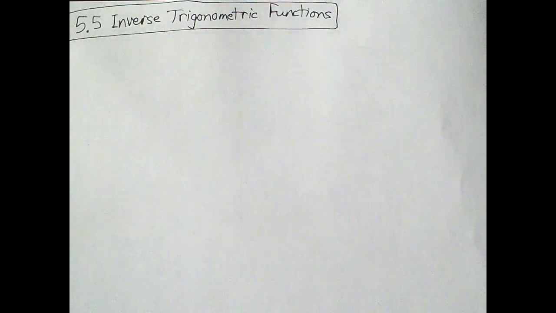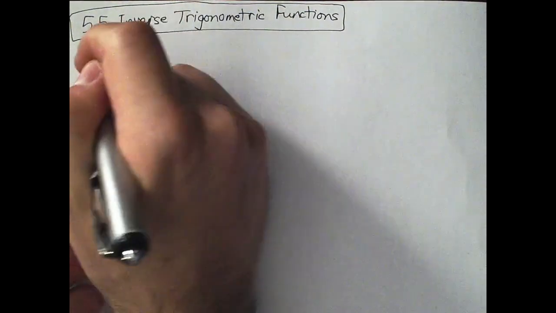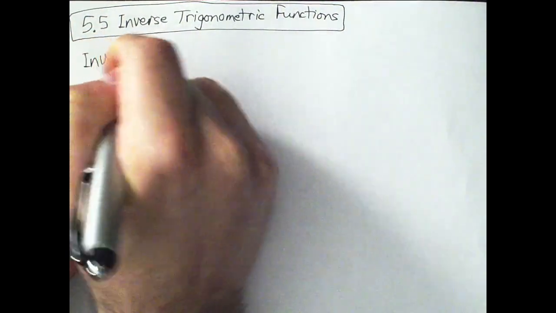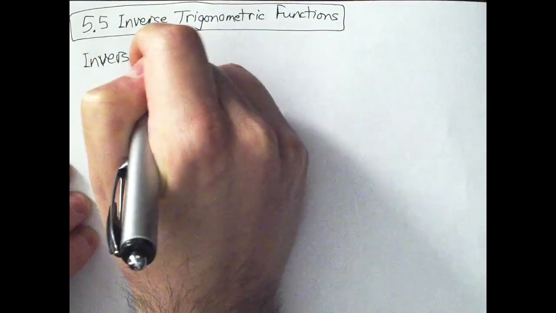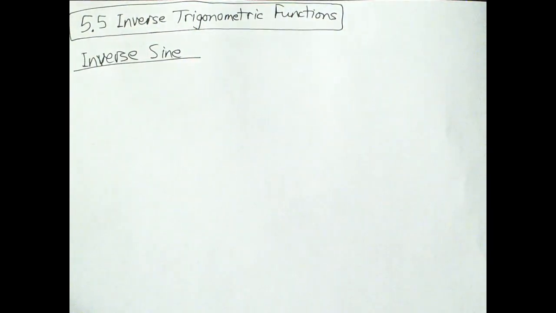So we're going to go through the trig functions one at a time and talk about the inverse versions of them. We'll start with sine and cosine. And what we want to get to is some form of inverse sine. And we need to talk about, is there even such a thing as inverse sine?